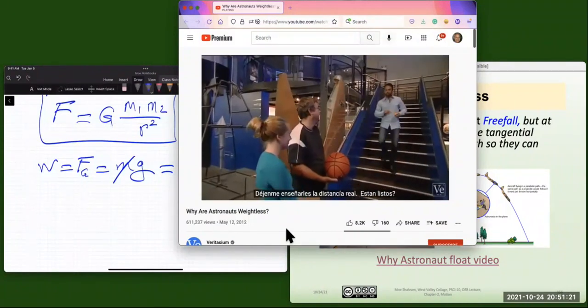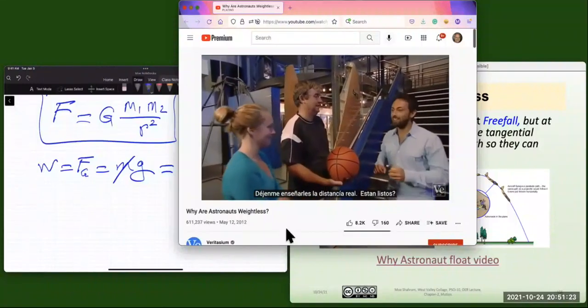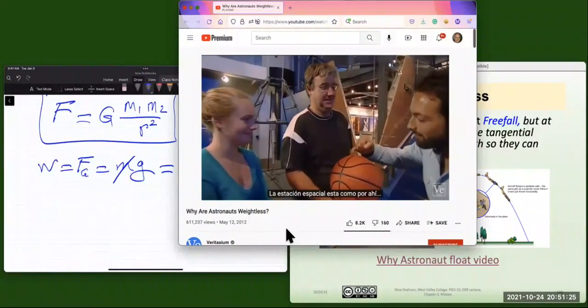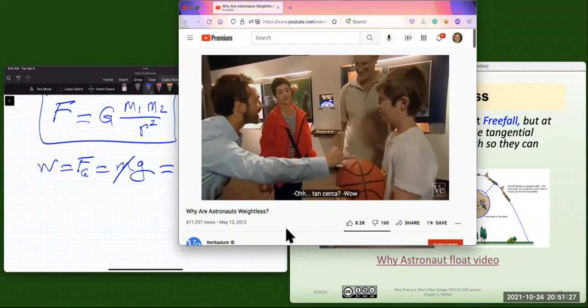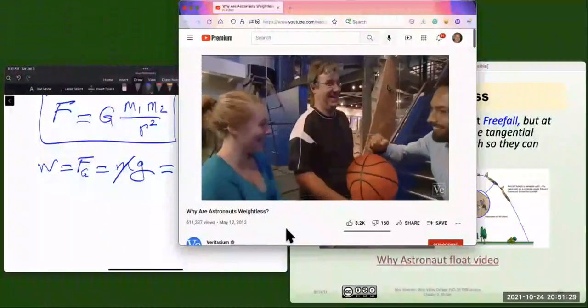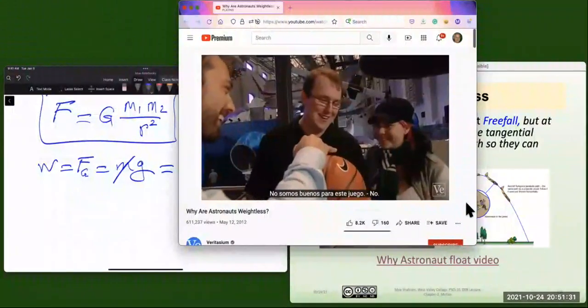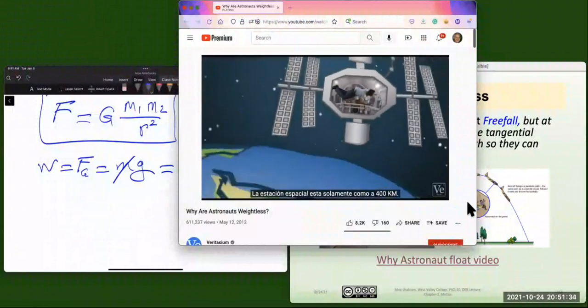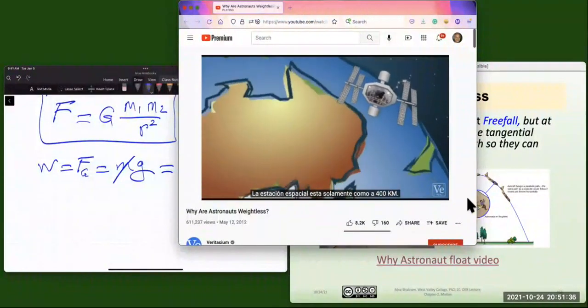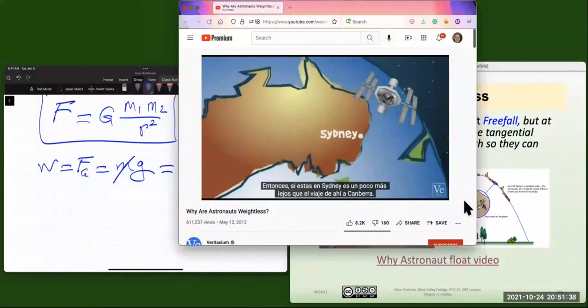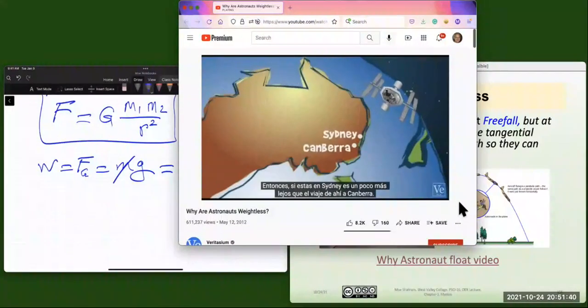Let me show you the real distance. Are you ready for the real distance? The space station is right about there. Oh, okay. Right there. Close. Wow. We're not good at this game. The space station is actually only about 400 kilometers away. So if you're in Sydney, it's a little further than the drive to Canberra.